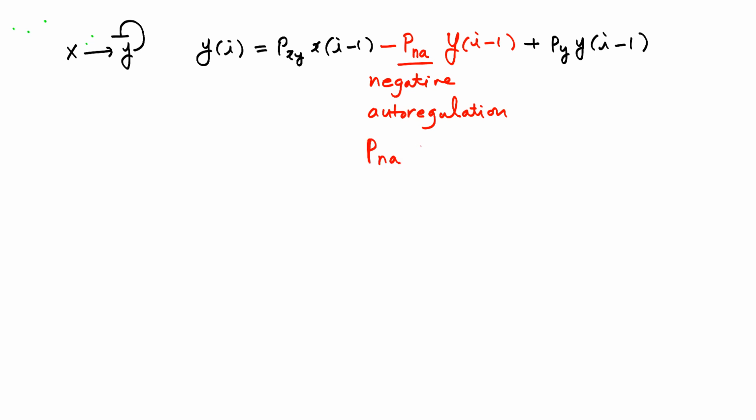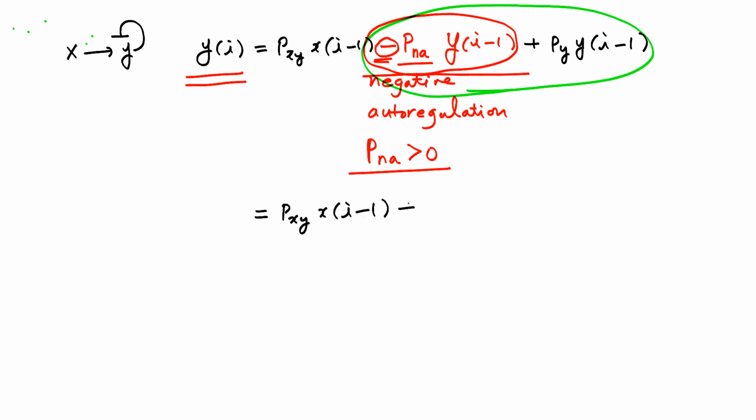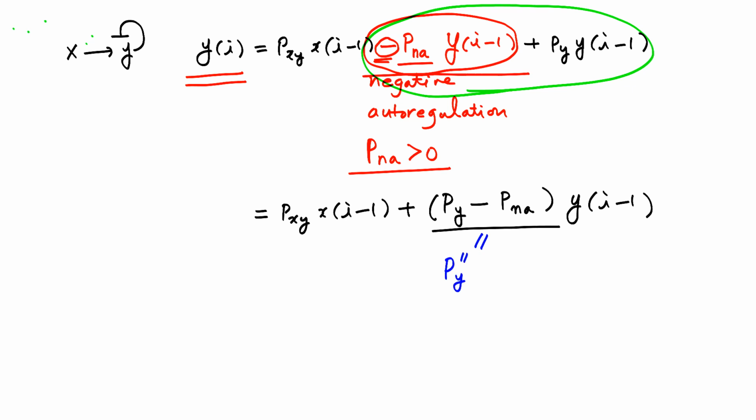This P sub Na is a positive value, but we have this negative sign. Basically, this term will decrease y of i because of this negative sign here. Now, by combining these two terms here, we can have something like this: plus P sub y minus P sub Na, times y of i minus 1. And let's call this P sub y minus P sub Na, P sub y double prime.